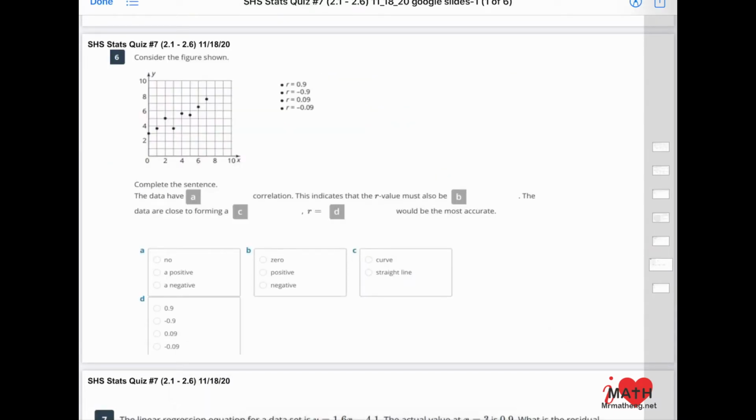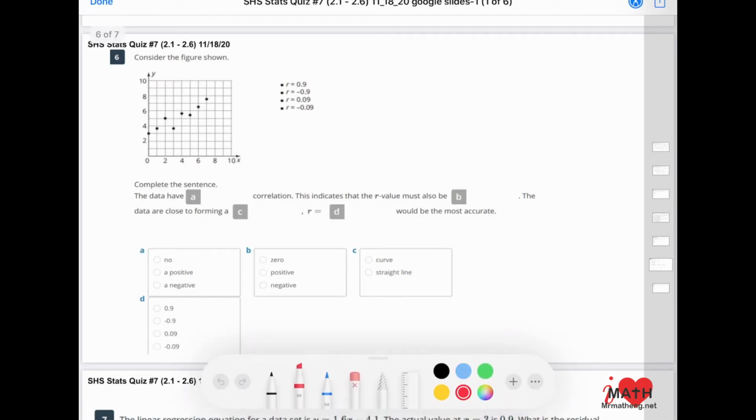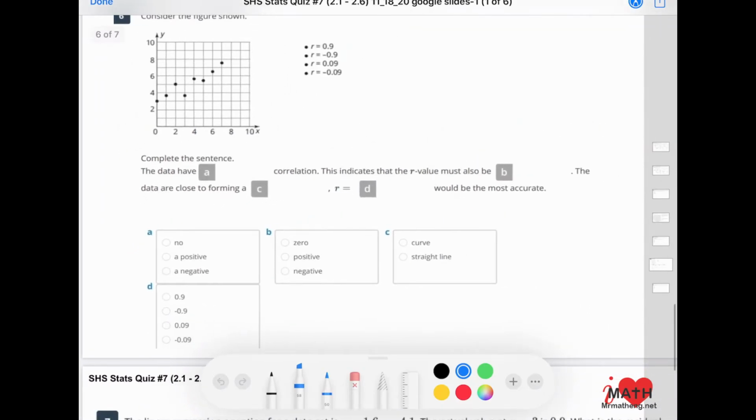All right, let's go over question number 6. Consider the figure. Here it is, and we have to complete the sentences. So the data has what type of correlation? It is going that direction, so this would be a positive correlation. B, this indicates that the R value must be positive or negative. Well, that also has to be positive. The data are close to forming a curve or straight line? I would say a straight line. And R would have to be equal to the most accurate. So I'm looking for a positive number and strong, so that would be this one right there. Okay?